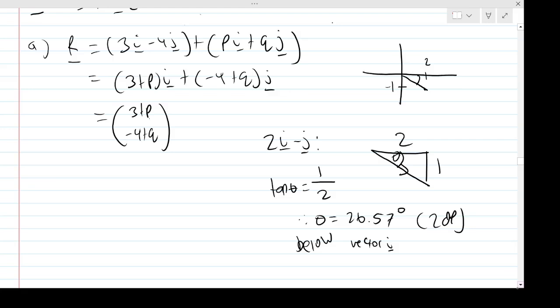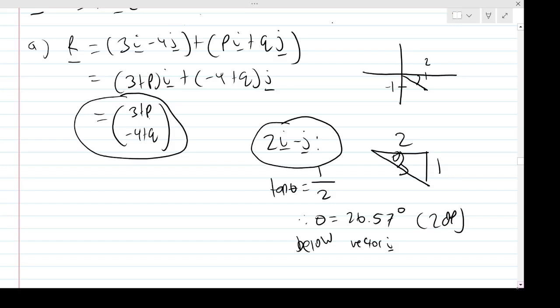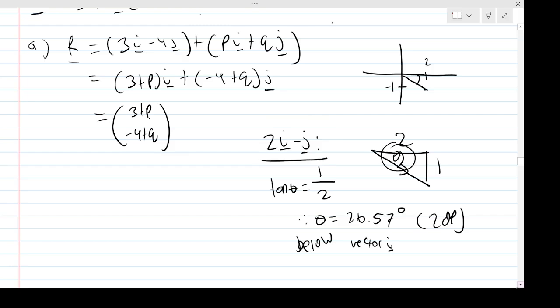So because this vector 2i minus j is parallel to this resultant vector r here, they both have the same direction. Meaning if the angle of this vector is this theta here, 26.57, it has to be the same angle here, because the direction has to be the same, and the direction is the angle. Because they're parallel, both angles they make have to be the same.